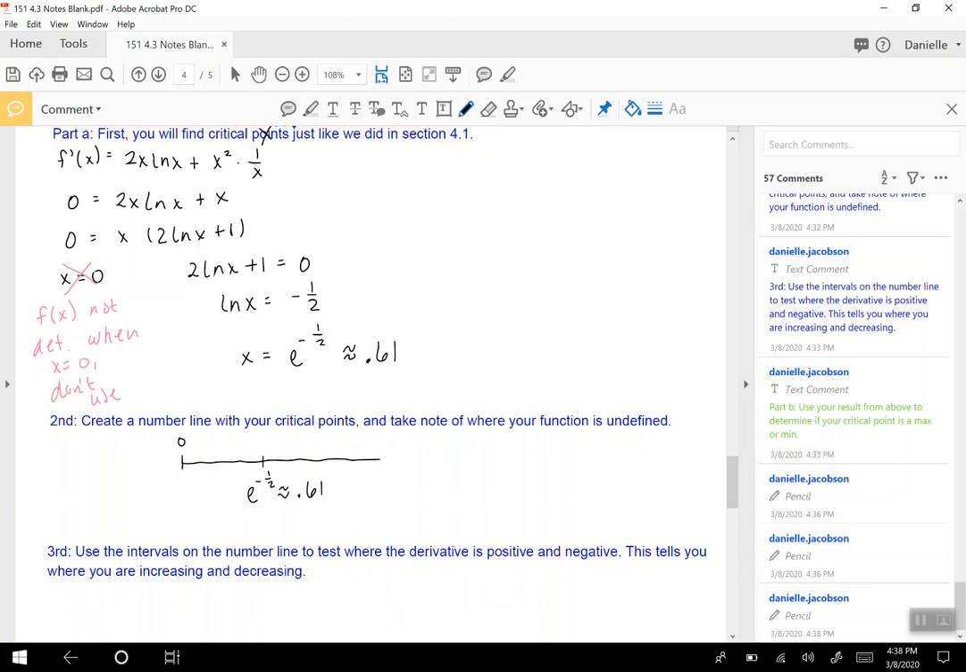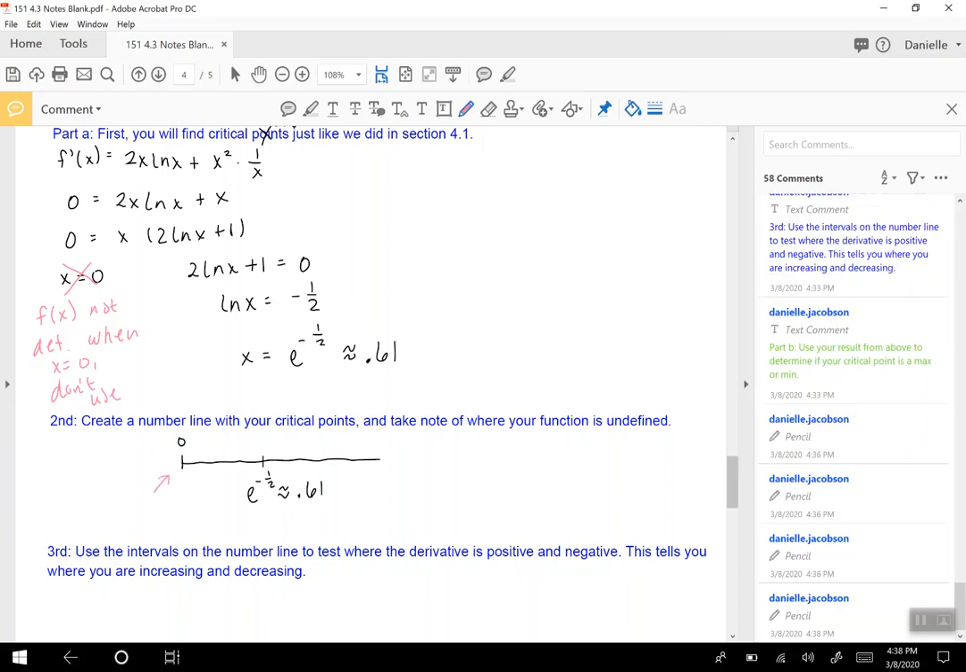All right, so just to recap, okay, I know that the domain of my function is 0 or larger, so that's why I had to stop at 0. And then this right here was my critical value, so that's why I put that there.